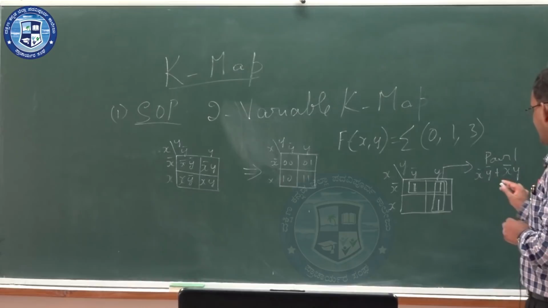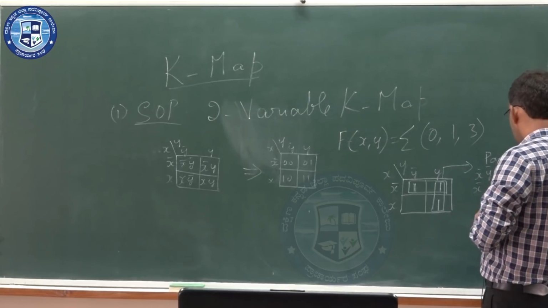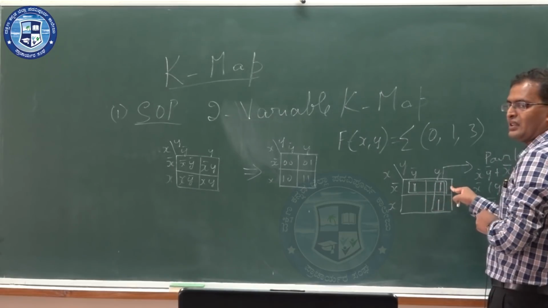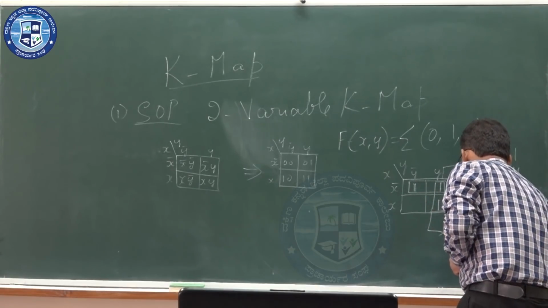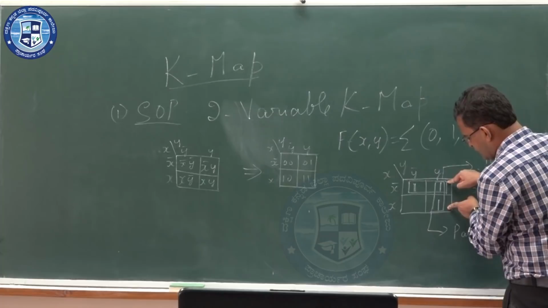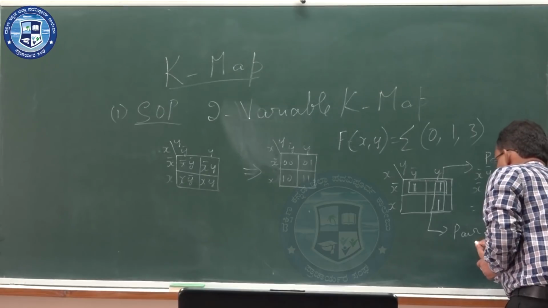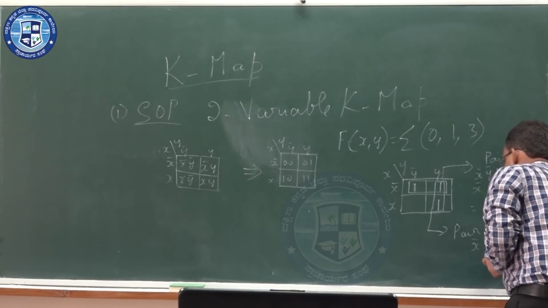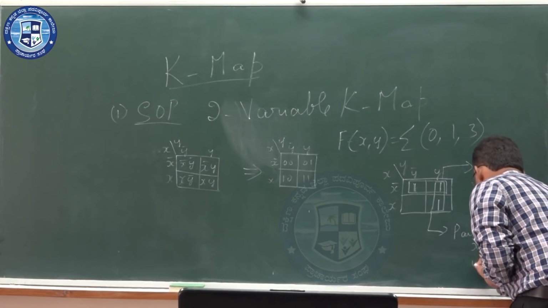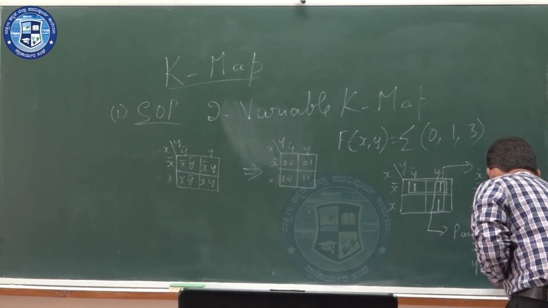Now, we can understand here x bar is common, y plus y bar which is equal to 1, so the result is x bar. This is the answer of this particular pair. The second pair, this is vertical, that is pair 2, x bar y plus x y. Here what is common? Y is common. So, x plus x bar which is equal to 1, giving y.